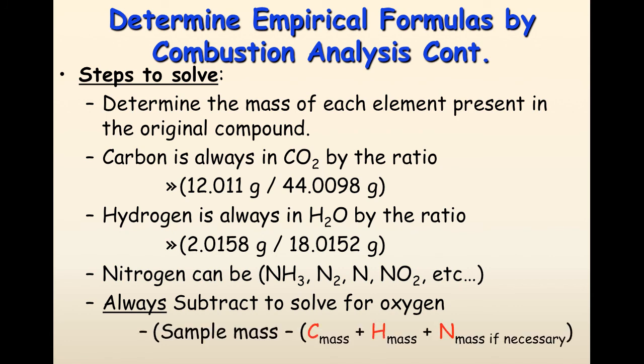So you would take the sample mass given in the problem and subtract the quantity of the mass of carbon, mass of hydrogen, and if there is nitrogen, add that all up, subtract, whatever's left over is oxygen. Through subtraction, if you come up with an extremely small number, we usually can assume that it is 0 oxygen, and it's pretty obvious.